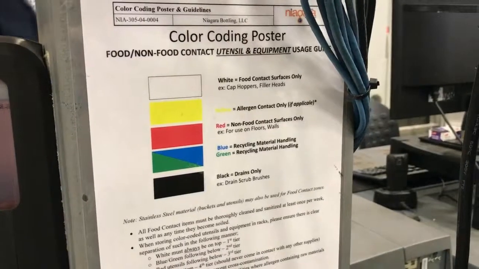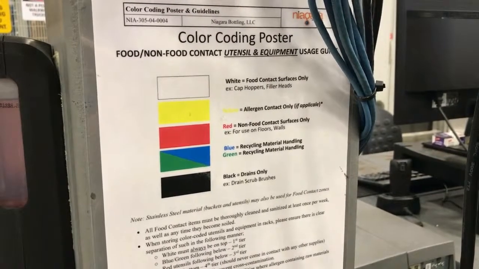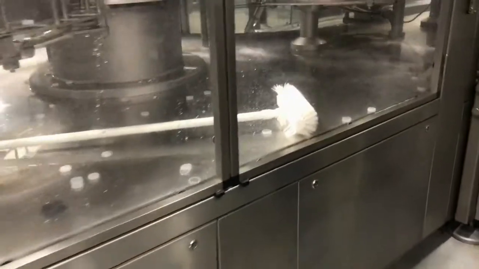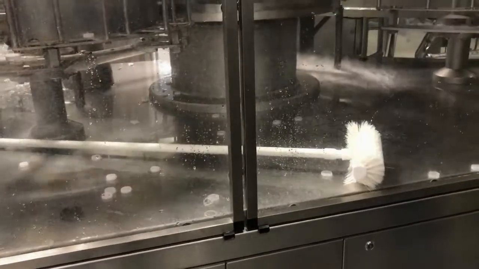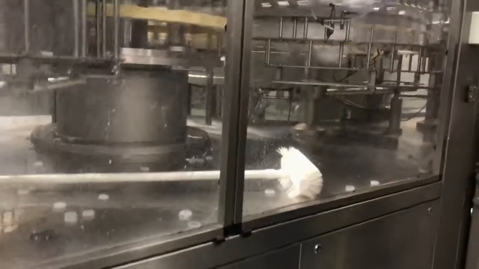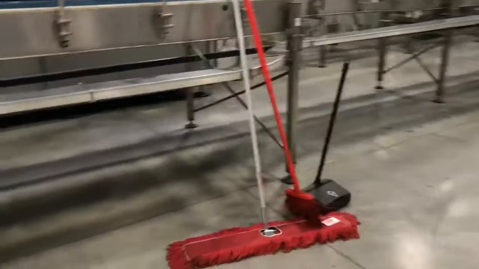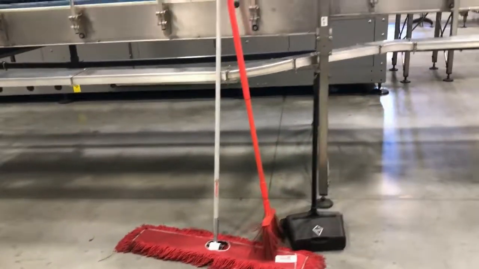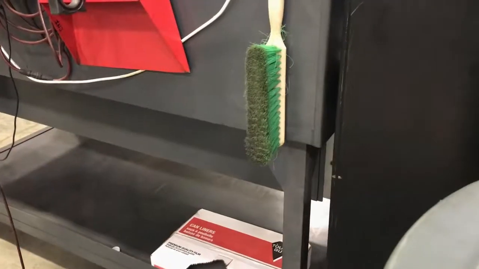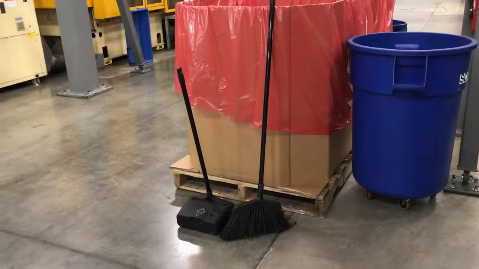To avoid contamination, we have a color code system for cleaning tools in the facility. White tools are for food contact surfaces only. They are used to clean things like filler heads and cap hoppers and must be thoroughly cleaned and sanitized on a set frequency. Yellow-colored tools are for allergen contact only. Red tools are for non-food contact surfaces only, such as the floor and walls. Blue and green tools are for recycling material handling, and black tools are only to be used on drains.